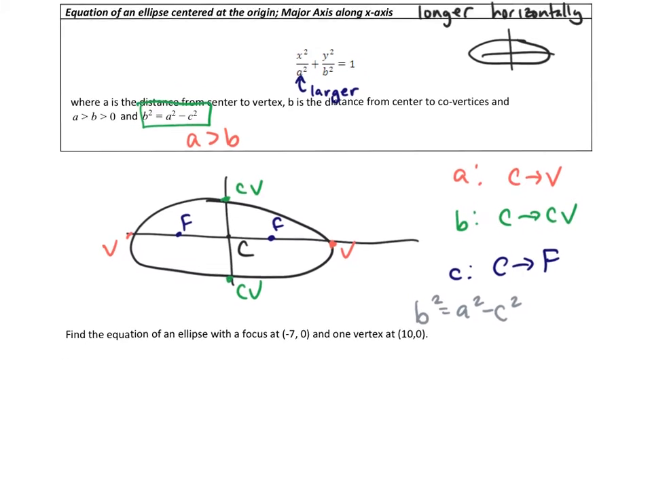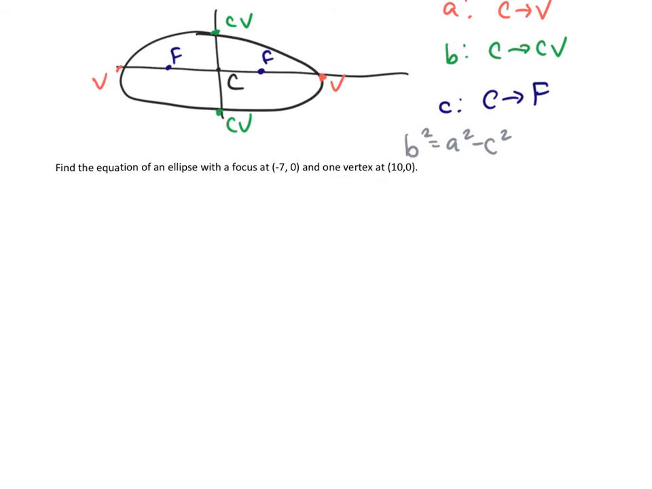So this first problem says, let's find the equation of an ellipse with a focus at -7, 0 and one vertex at 10, 0. So what I would do first is draw an axis. I have a focus, which is just the singular of foci. I have one of the foci at -7, 0. And I have a vertex all the way out here at 10, 0.